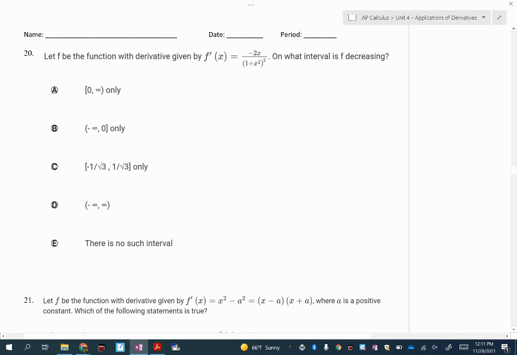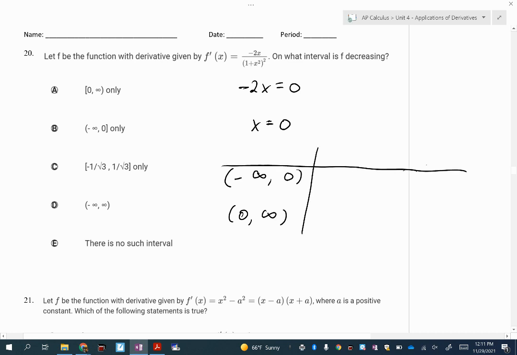There's no way to make this undefined because I can't make the denominator 0, because when I square x, it always becomes positive. Adding to 1 is still a positive. Squaring that is still a positive. So really it's just whatever makes the numerator equal to 0, which is x equals 0. So I'm going to split this up into negative infinity to 0 and 0 to infinity. Let me make that little table again: the sign of f prime of x and our conclusion.